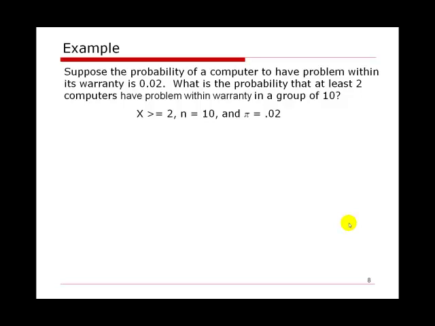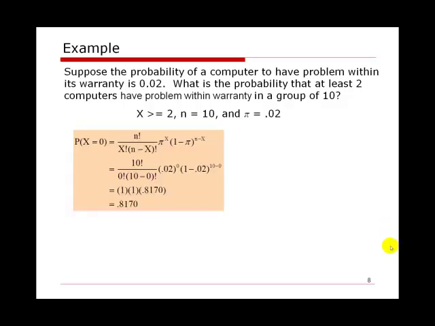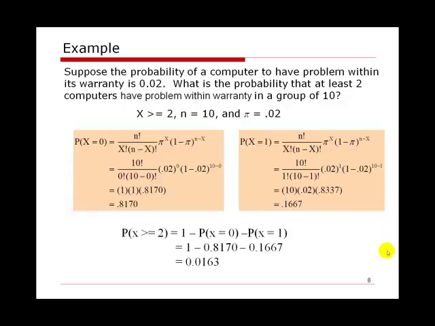Now I'm looking at the summation of probability 2 up to 10. Then we can actually do the calculation. We can easily calculate the probability that no computer has a problem within warranty, and we can calculate the probability that only 1 computer has a problem within warranty.